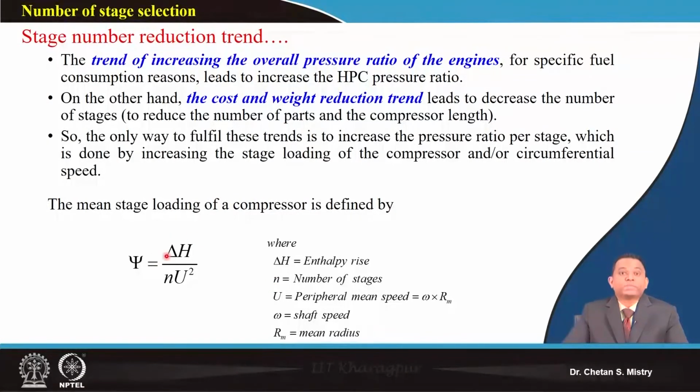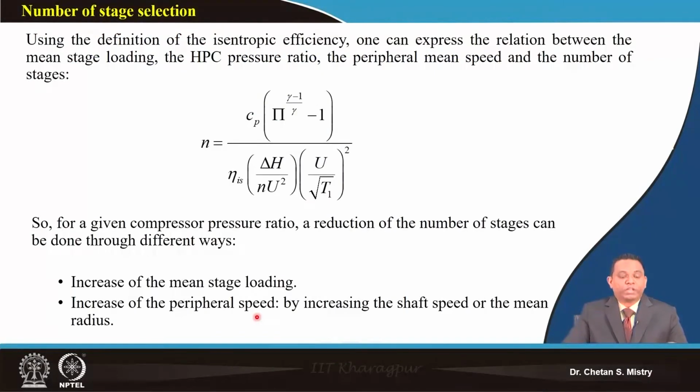So this is what is my overall enthalpy rise. Be careful, this is what is representing my peripheral speed and mean radius. Based on that we are calculating this mean stage loading coefficient. Now let's see how we will be using this.